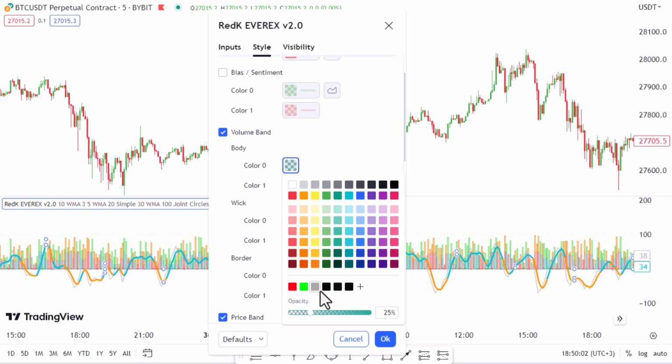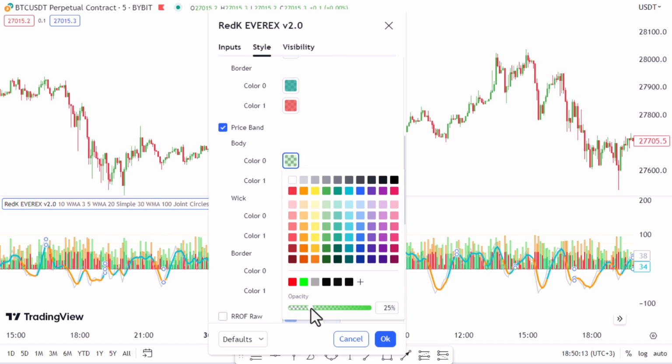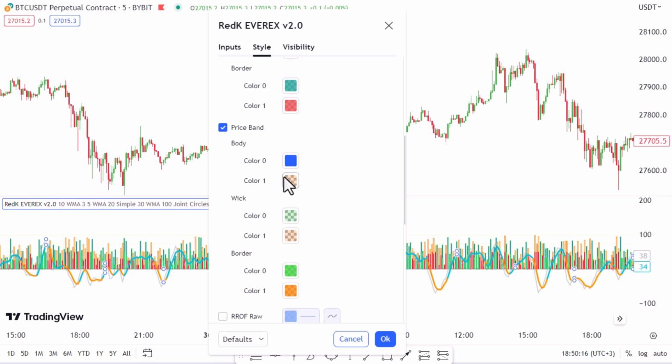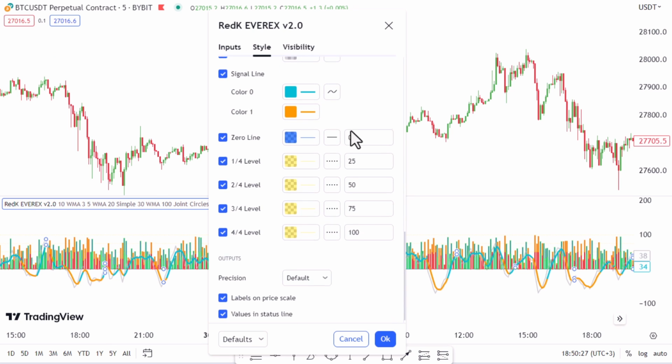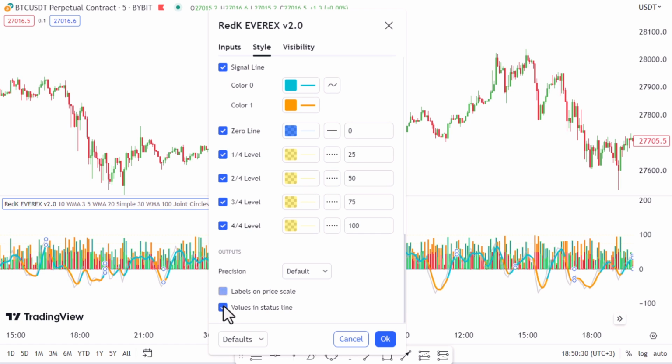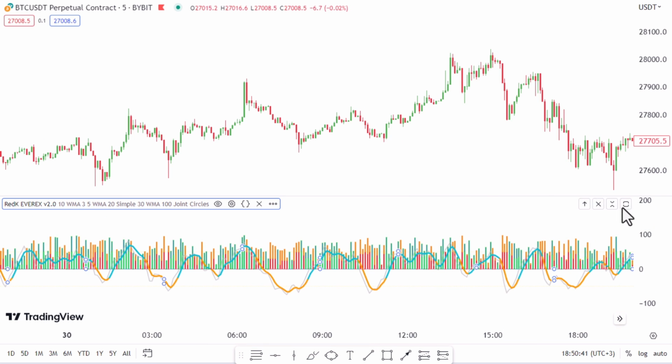Let me now show you how you can apply the features of this indicator in practice. But first of all, let's access the indicator settings and open the style to make the indicator easier to read. Let's increase the opacity of these components. Once you're done, scroll all the way down to the levels and leave only two of them, 50 and minus 50.